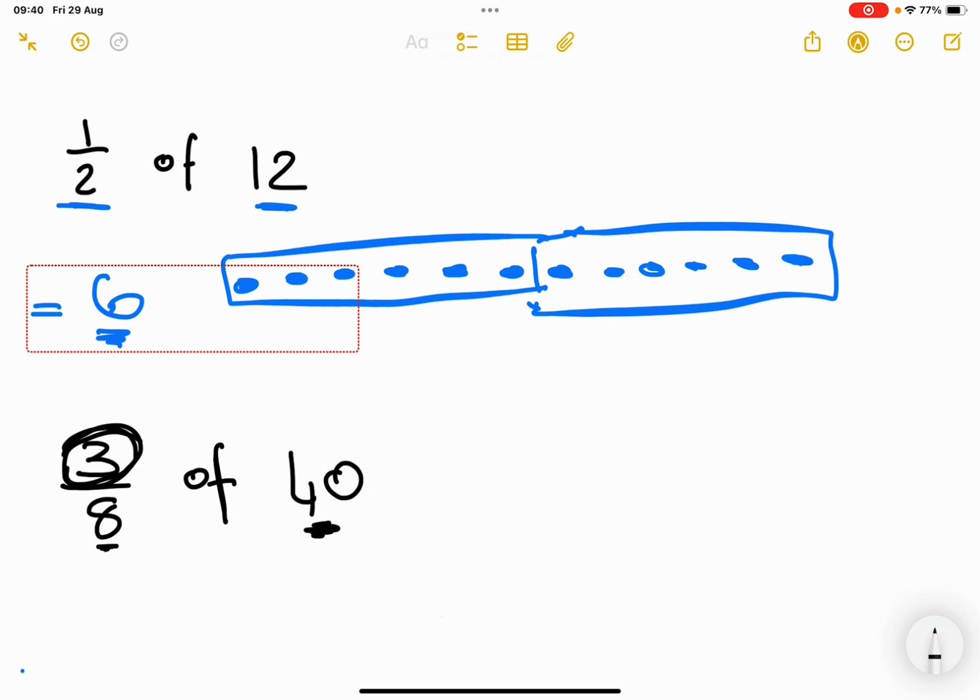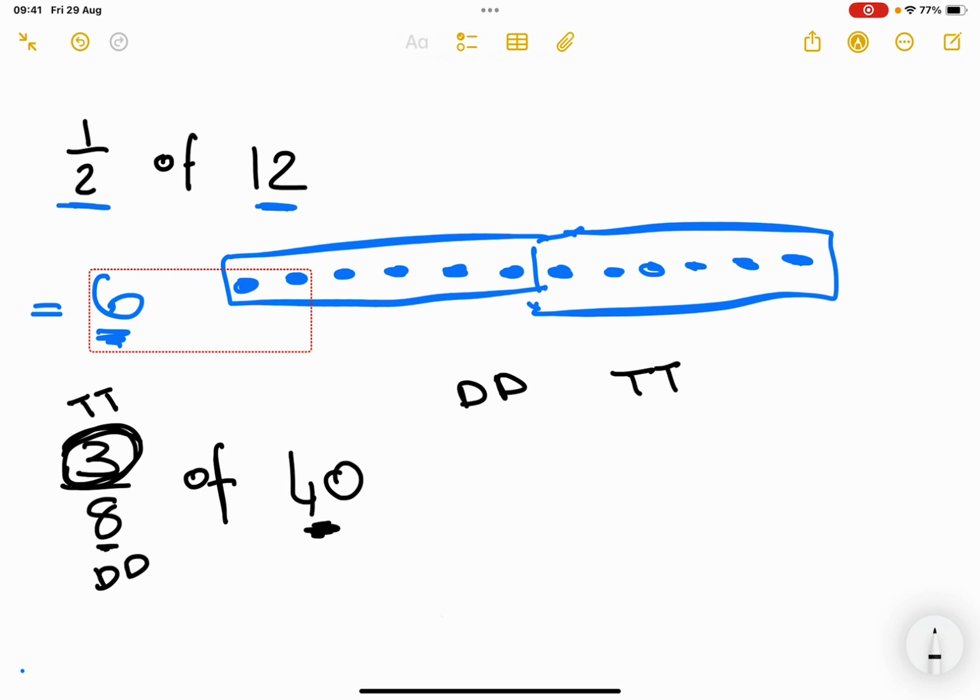So the trick that we like to teach for these "of" sums is called the DDTT method. Divide with the denominator, and then take your answer and times it with the top number, or the numerator. But TT sounds better. Okay, so that means that 40 divided by 8 is 5.